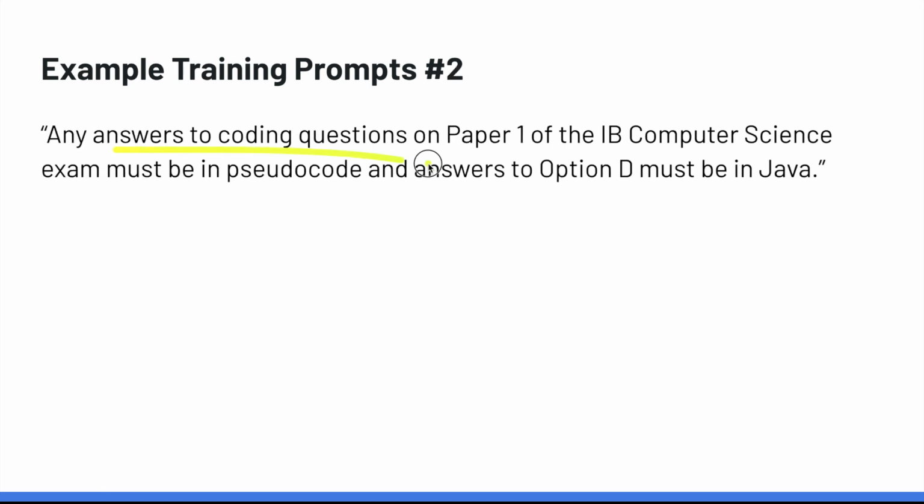Any answers to coding questions in paper one must be in pseudocode, and answers to option D must be Java. This is important because sometimes I would ask it to solve option D questions, and it would respond in pseudocode, which obviously is not correct.